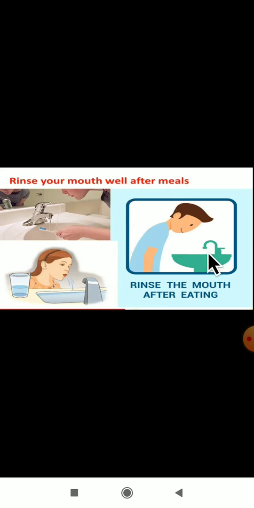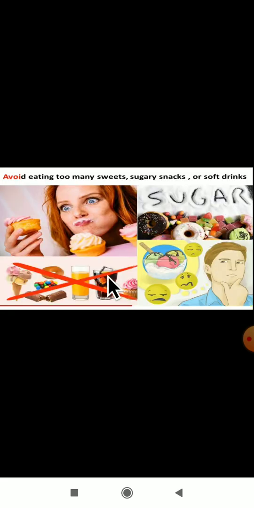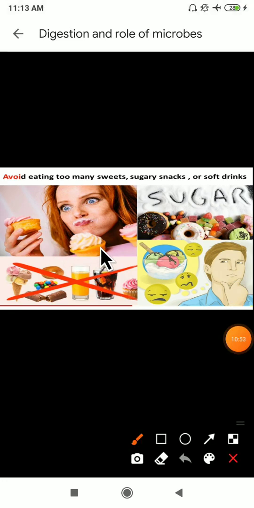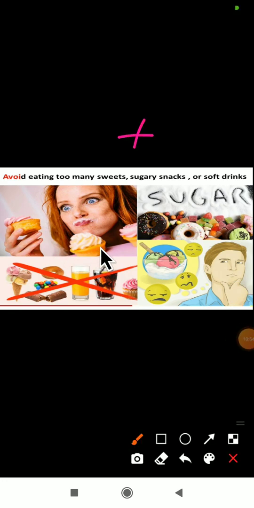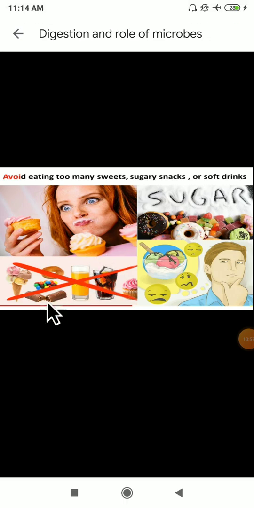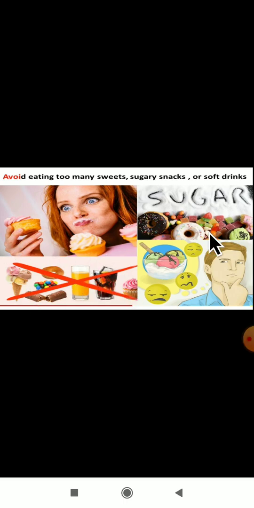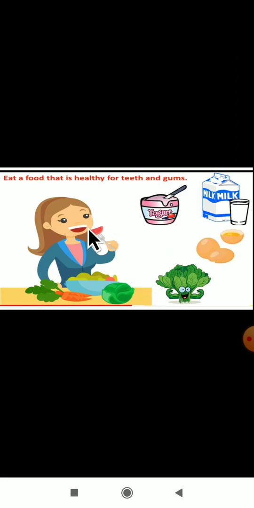Rinse the mouth after eating. You have to take water and you have to rinse your mouth. Avoid eating too many sweets, sugary snacks or soft drinks. Dear students, you should not eat more sugary snacks and soft drinks. Okay, avoid eating all these items. Eat a food that is healthy for teeth and gums.